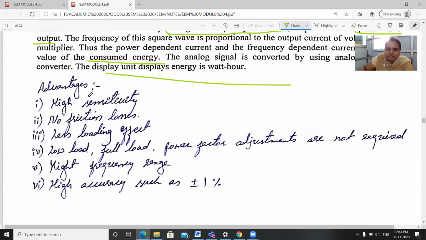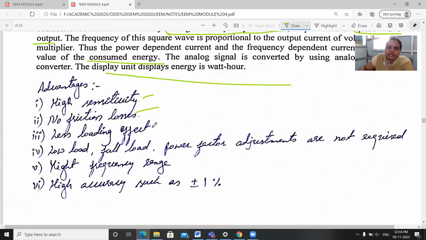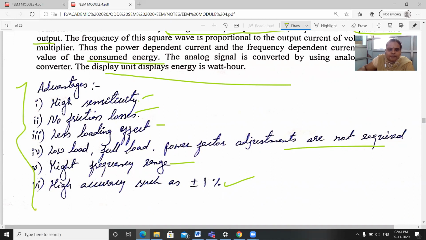Next, what are the advantages? The advantages are high sensitivity, then no friction losses occur in the energy meter we are going to use. Then the third one is less loading effect. Low load, full load and power factor adjustments are not required. Then a high frequency range, and high accuracy, with an error range of plus or minus 1%. These are all the advantages.